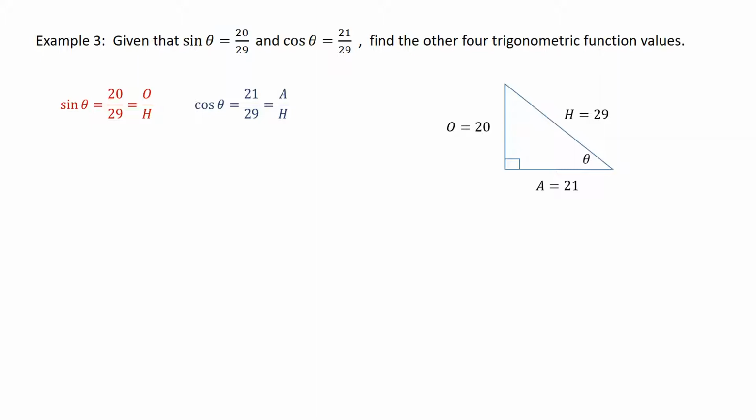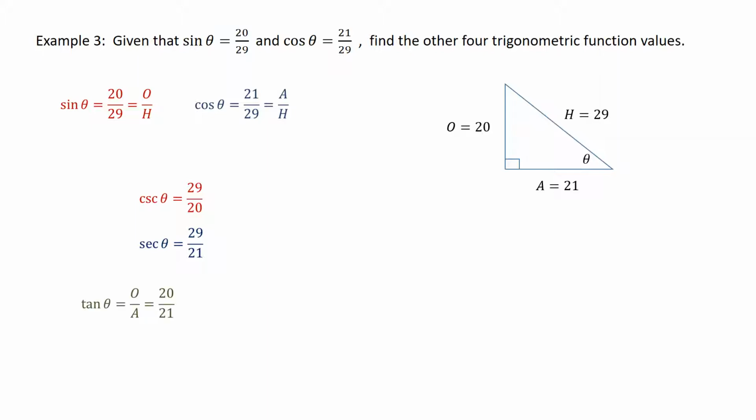So for this triangle, I put my theta in the lower corner. So the vertical side is 20, the opposite. The adjacent side is 21, and that's the horizontal side. And the hypotenuse is always across from the 90-degree angle, and that is a measure of 29. Now, since sine theta is 20 over 29, its reciprocal, cosecant theta, is 29 over 20. Since cosine theta is 21 over 29, its reciprocal, secant theta, is 29 over 21. We just flipped that over.